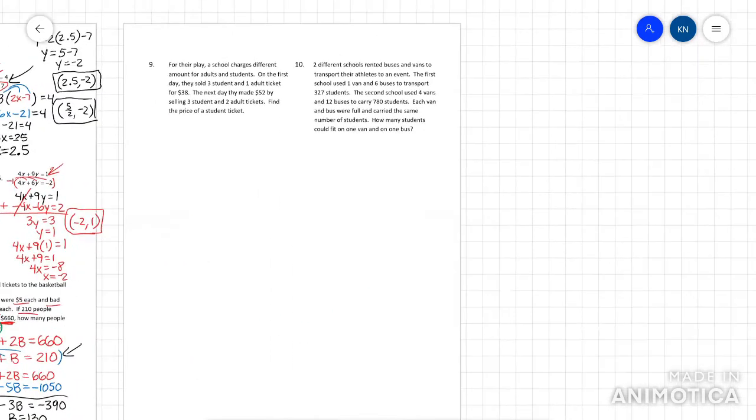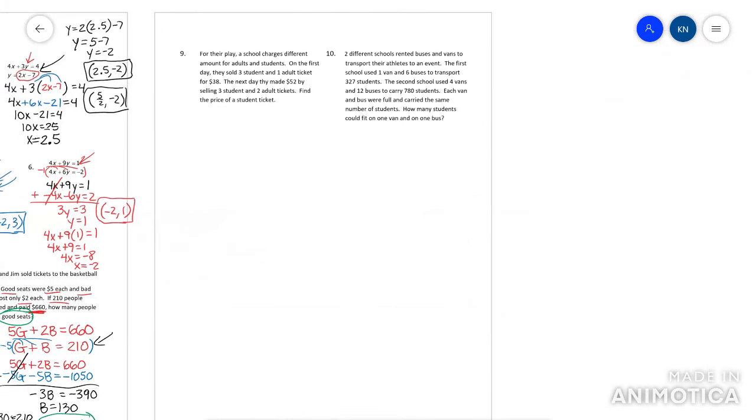All right, these last two more word problems. The first one. The first day they sold 3 student and 1 adult ticket for $38. 3 student plus 1 adult was $38. The next equation, $52 from 3 student and 2 adults. 3 students plus 2 adult makes 52.